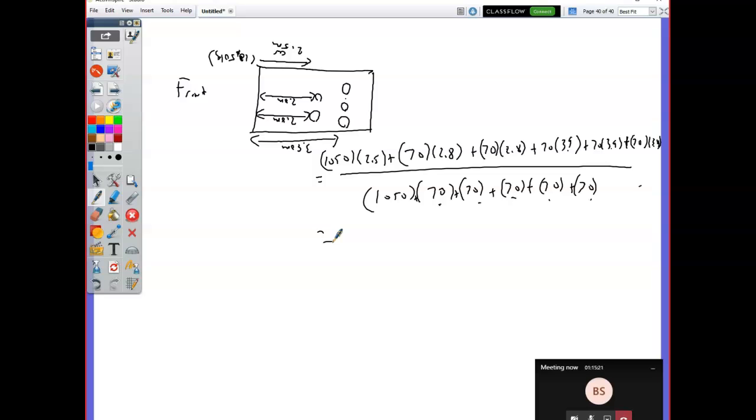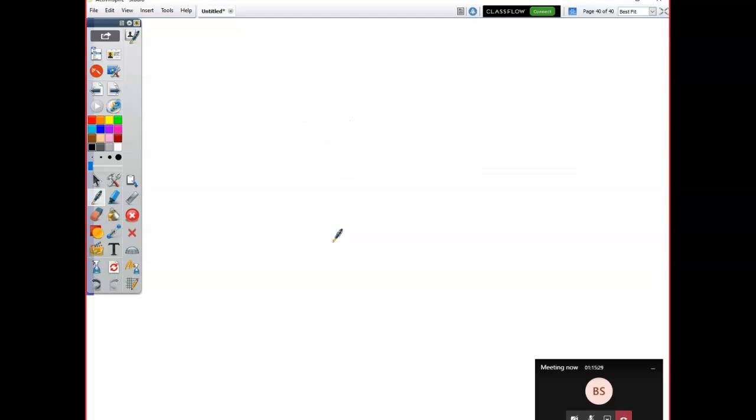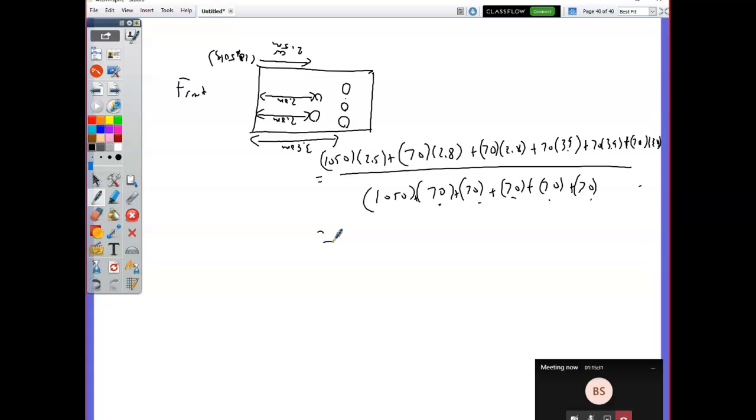Who's got the answer? No one's got the answer? 2.74 meters. 2.74, that sounds right. I was going to guess it's about 2.75 meters, so I'm going to go with that. Should be just a little to the left of the 2.8ers. Questions?